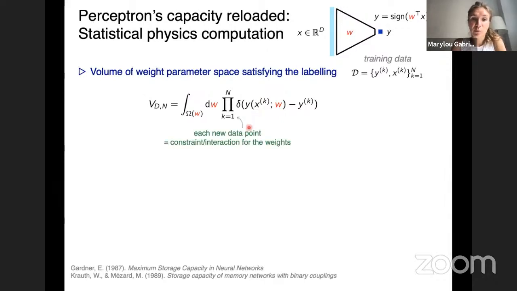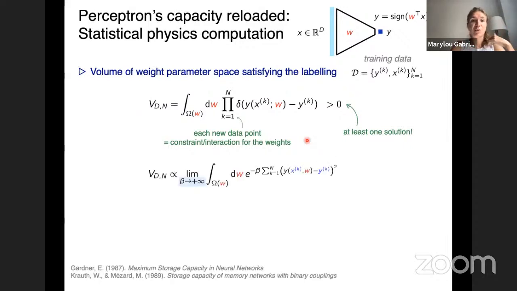So with each new data point, there are new constraints for the weights. So we are going to have a shrinking volume, of course, as we are adding training data points. And to find this phase transition, we are going to look for the settings for which we have at least one solution, so a volume that is strictly larger than 0. And going one step further, we can rephrase it using the Gaussian representation of this delta function, where we rewrite it as an exponential of minus beta of the square difference between the two, and then take the temperature 0 limit.